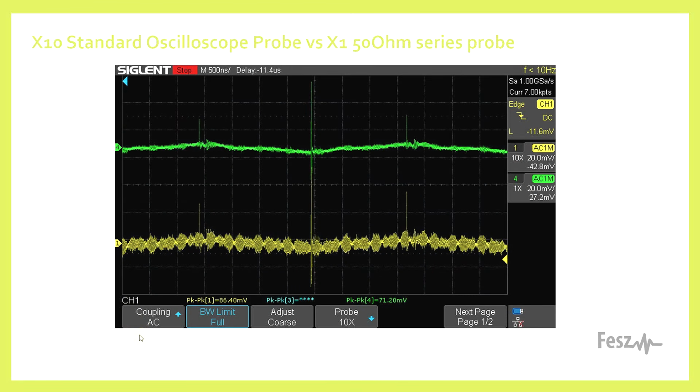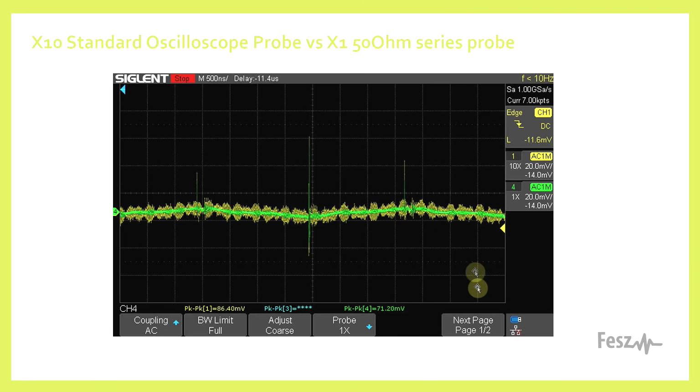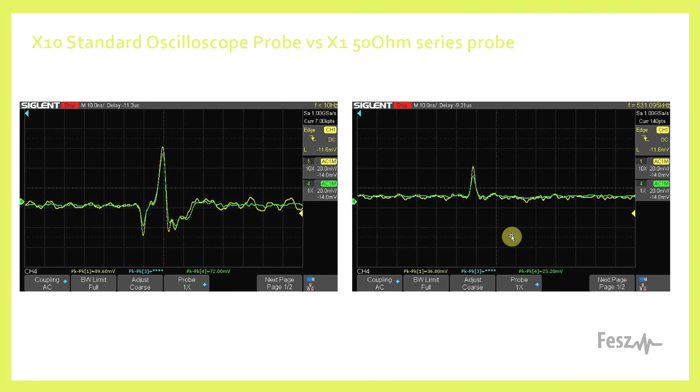So first off, we have a similar setup as before. In yellow, we have the X10 probe, and the green is the 50 ohm X1 probe. Here, we are looking at the measurement in which the resistor was in series. So both measurements look similar, and by overlapping, we get a clear correlation. The peak-to-peak value is again smaller for the 50 ohm probe, but just like before, this is also less noisy. If we zoom into the various spikes, we can observe that these are a bit cleaner on the green trace, but still look a bit attenuated.